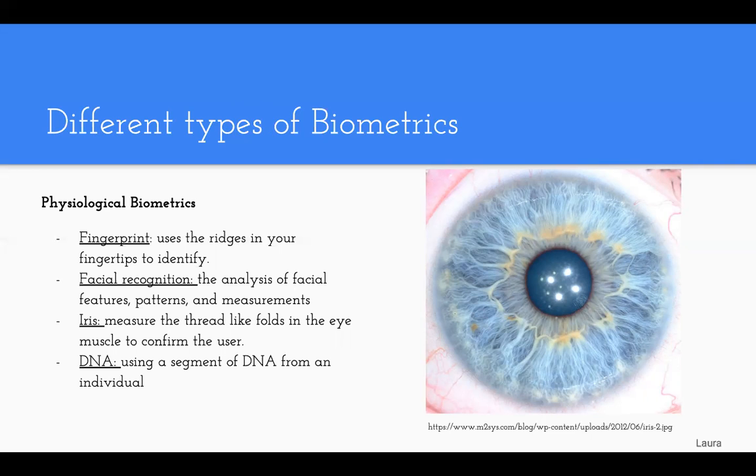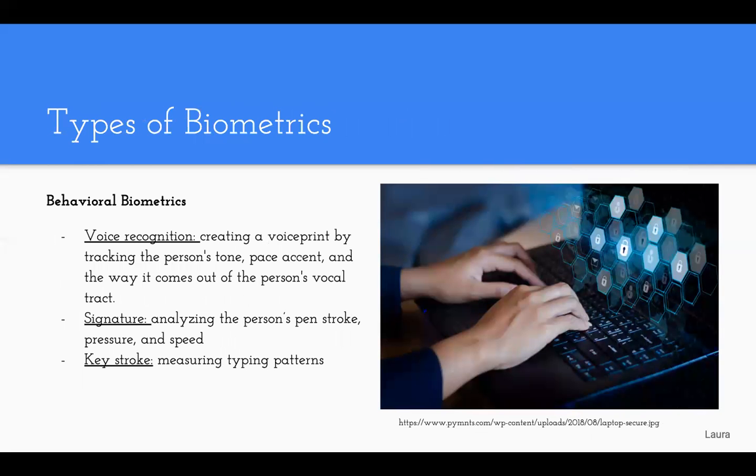The second type of biometrics is behavioral biometrics. This is a newer approach, and it is used to differentiate between human and robot, and it is also used to filter out any type of spam. First is voice recognition, which works by creating a voice print by tracking the person's tone, pace, accent, and the way it comes out of a person's vocal tract. This is used to identify a speaker for access.